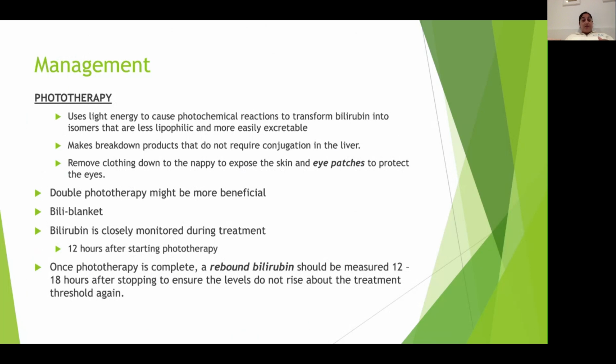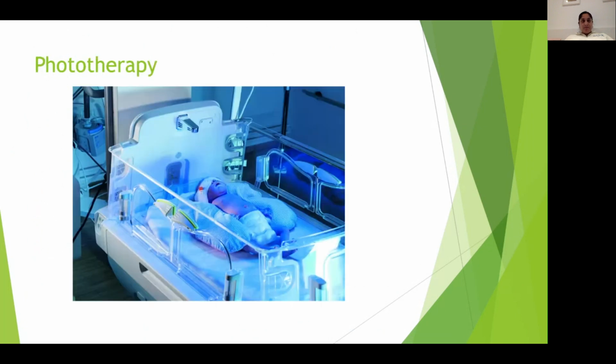Following that, we would do a rebound bilirubin that we would measure 12 to 18 hours after stopping to see whether the levels are going back up again. Sometimes they would shoot up, in which case they'd have to go back on phototherapy. But a lot of the time it might just plateau out or be on the decline. So it lets you use that to decide whether or not you're starting treatment again, or how you're going to manage from then on.